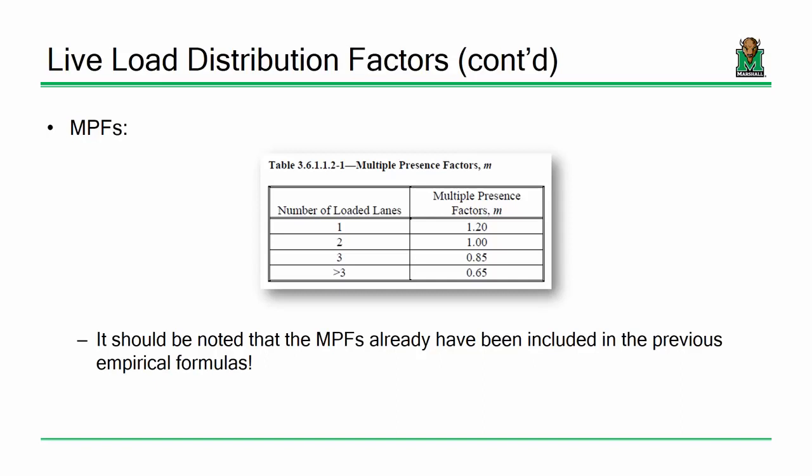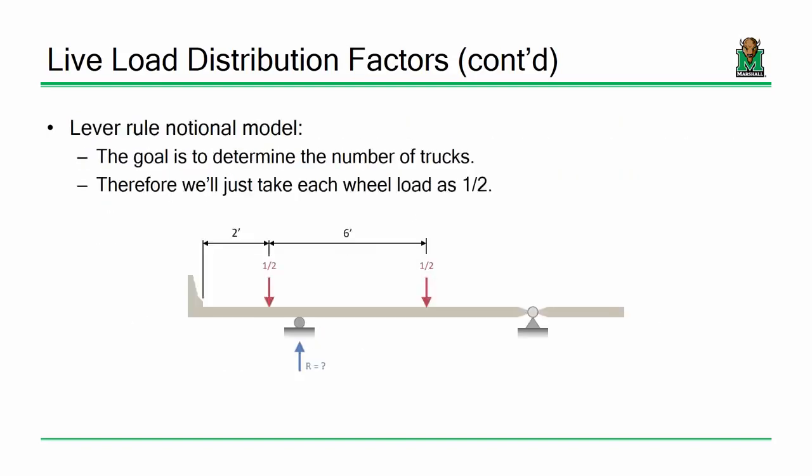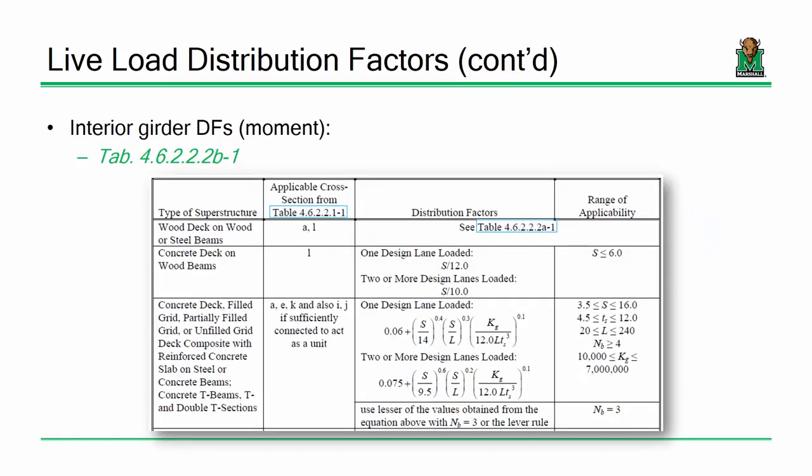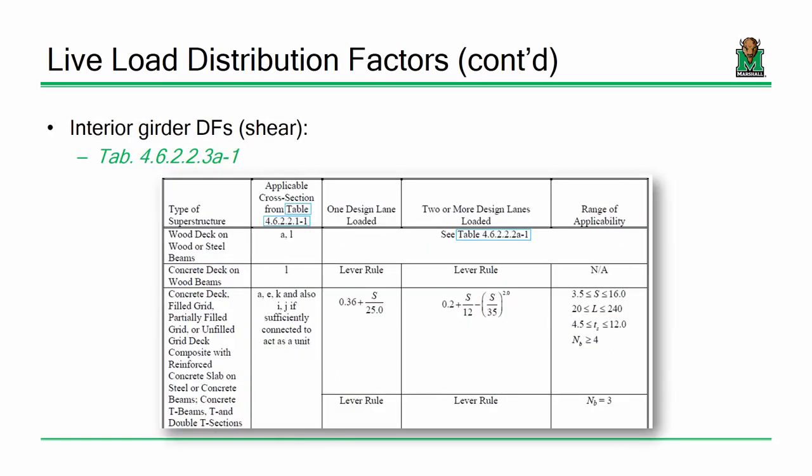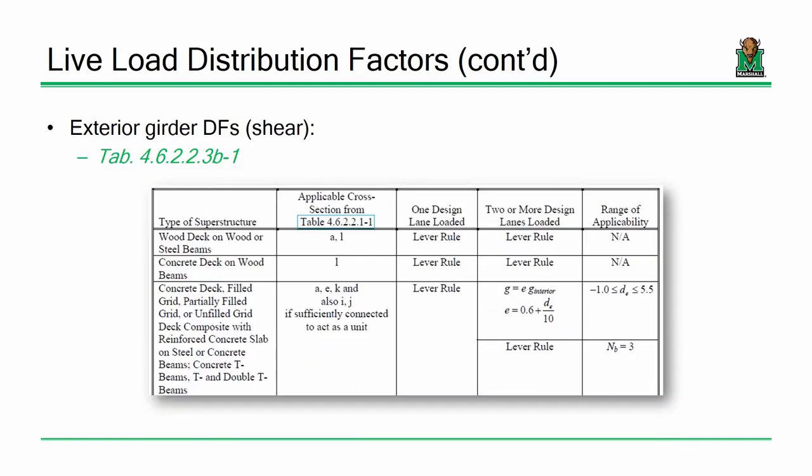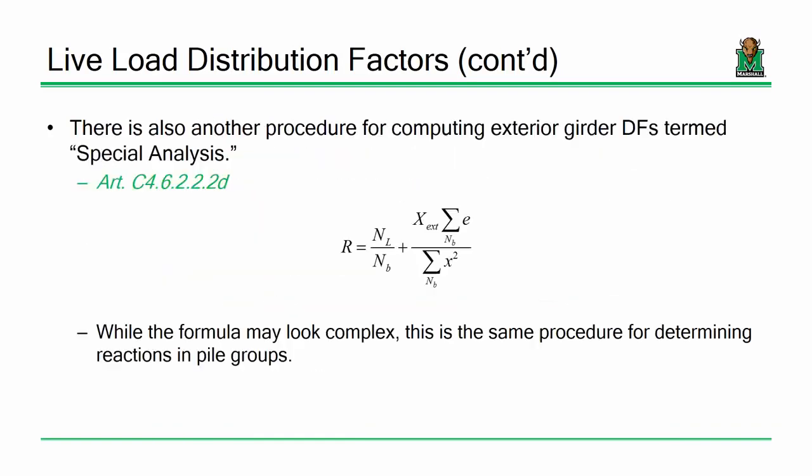Now, this note here: we only include multi-presence in 2 things, the lever rule and special analysis. Wait, don't we have to do it in all those other equations? No, they're built in. All these nice empirical equations that you see right here like this, multi-presence is built into them. You don't need to go out of your way to do it, okay? But lever rule and special analysis, you have to go out of your way. Make sense?